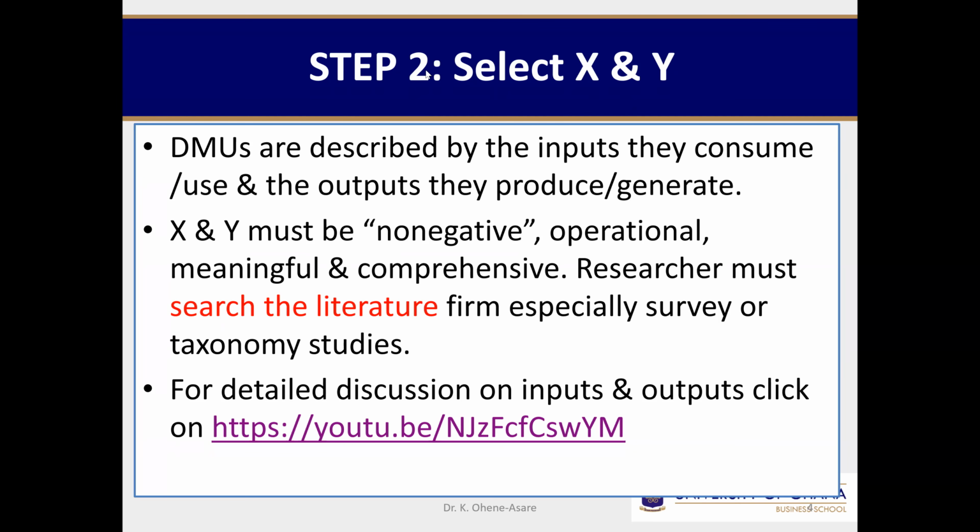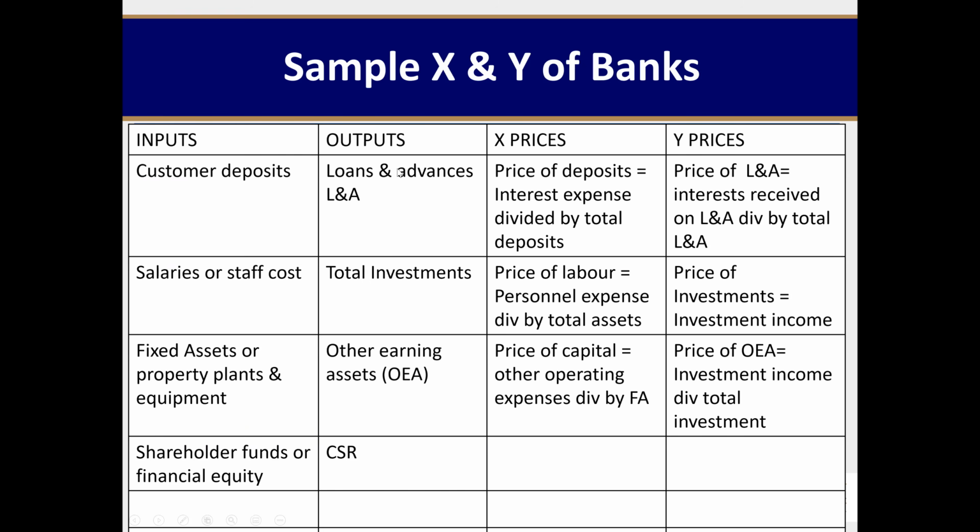There is a catchy thing you got to note here, and it is this. In your selection of the input and output, I'm going to give you an example. So let's take an example of a bank, and I know some of you are doing banks. One of the inputs of a bank is deposits. Customer deposits, not company ones, customer. Another input is salaries or staff costs.